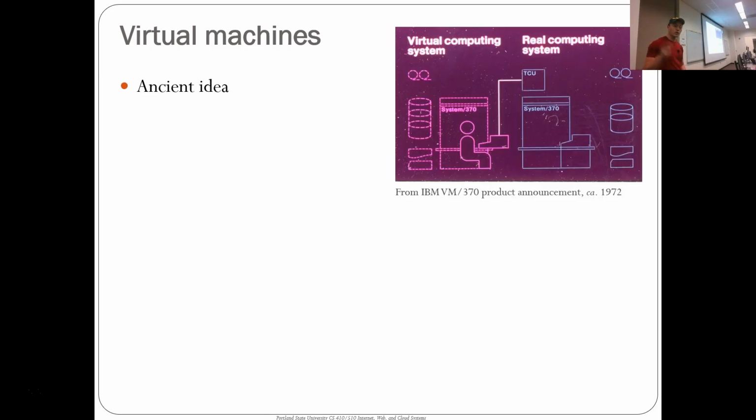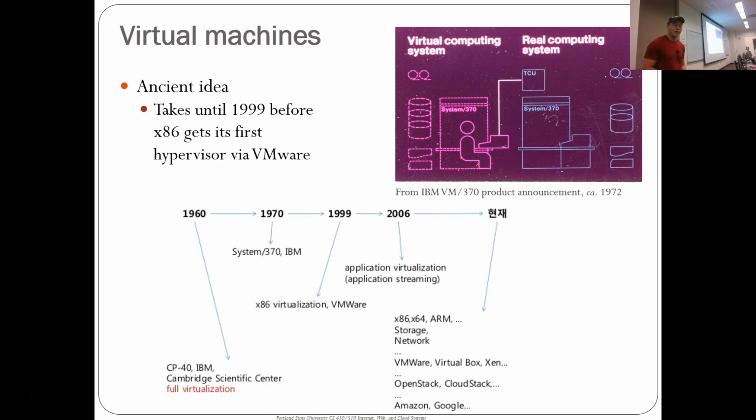Okay, so virtual machines are an ancient idea. The IBM 370 actually had it in 1972, and the reason why it started to take hold in the 90s is that finally, in 1999, x86 got its first hypervisor from VMware. And so it took basically 20 odd years for the virtualization approach to get from IBM all the way to Intel x86. And as soon as that happened in 1999, this is where you started to get cloud deployments where you could actually multiplex multiple virtual machines on a single piece of hardware.